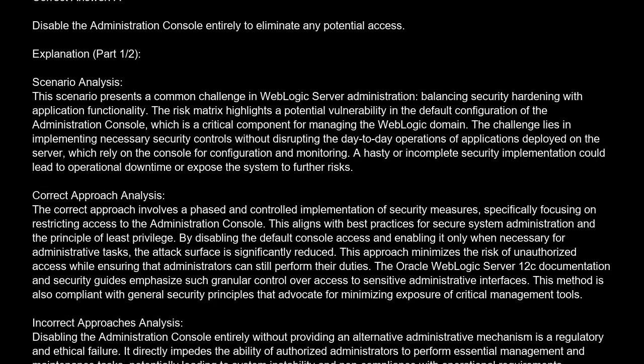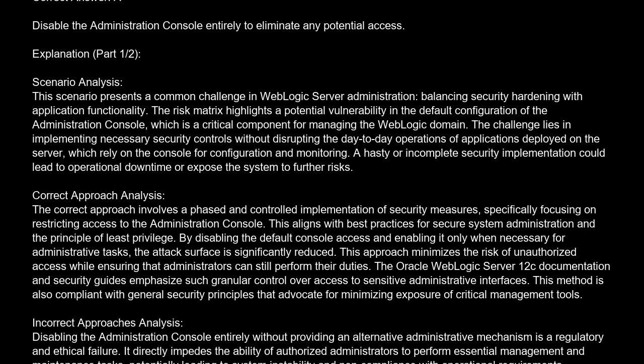The correct answer is A. Disable the administration console entirely to eliminate any potential access. Explanation. Scenario analysis. This scenario presents a common challenge in WebLogic server administration, balancing security hardening with application functionality.